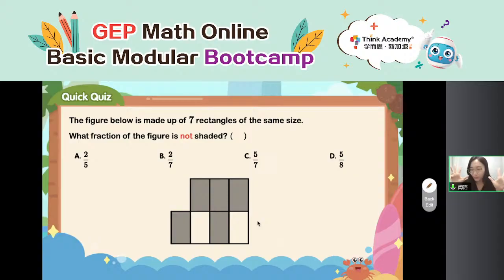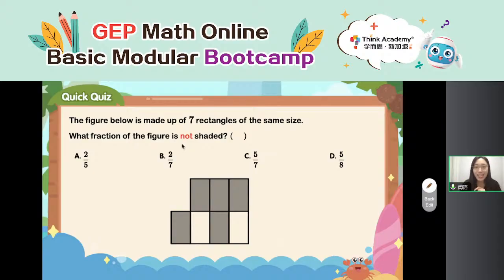10, 9, 8, 7, 6, 5, 4, 3, 2, 1. Do you have the answer? Wow, I saw some wrong answers already. Is it C? Is it C? Is it C or B? B or C?